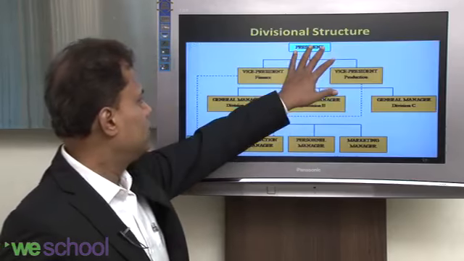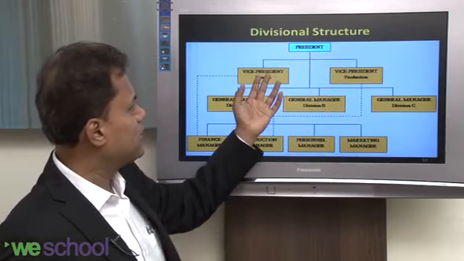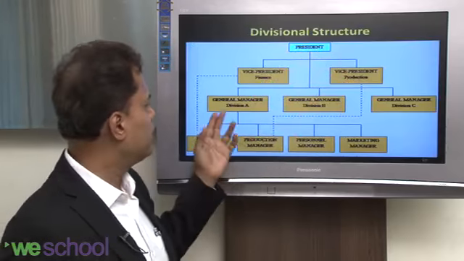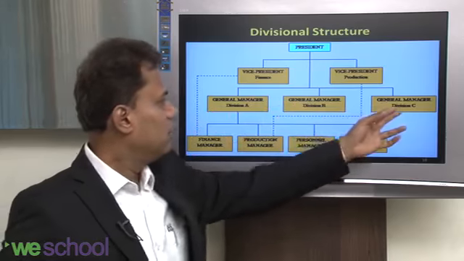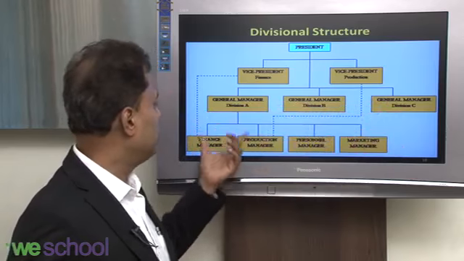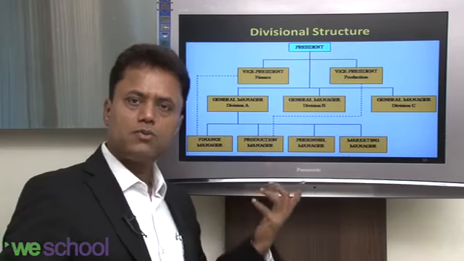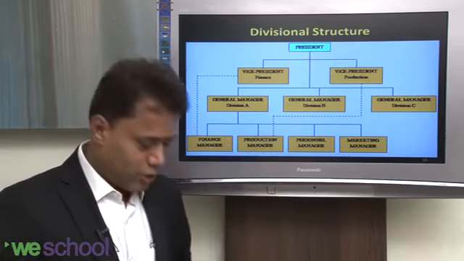So you have a president. It's a little different kind of a structure here. A president here and vice president production. This is a divisional structure. You have division A, division B, division C. Then each division has its own functional managers. So this is one divisional structure.